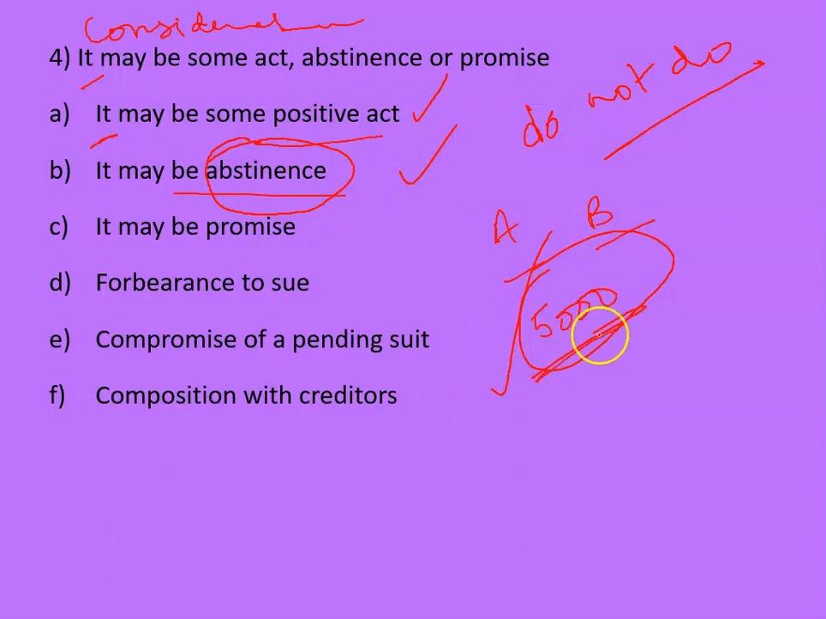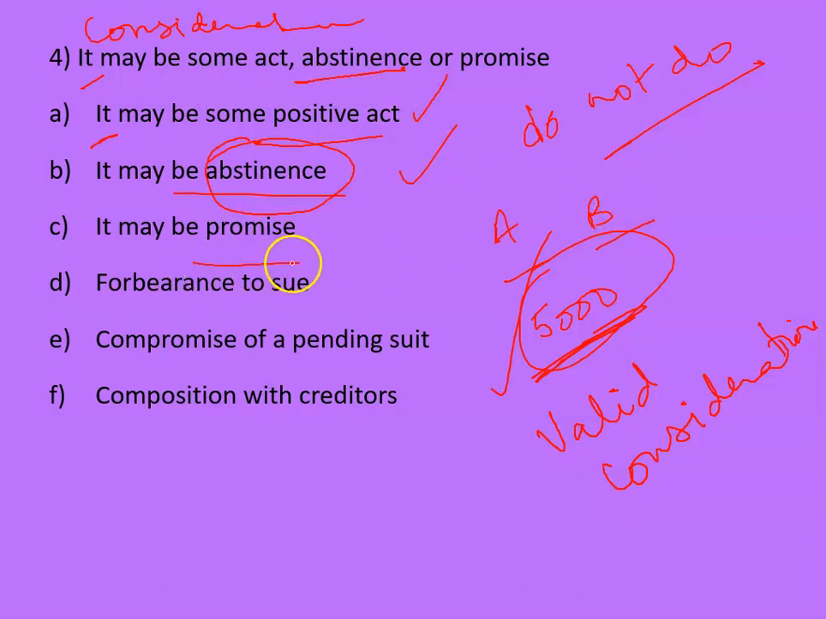Here this 5,000 rupees which is given by A to B is a valid consideration. It is a valid consideration for B. Is it clear? Why is it a valid consideration? Because abstinence, when you do not do something, is also in itself a consideration. It is a valid consideration because abstinence is also a valid consideration, right?